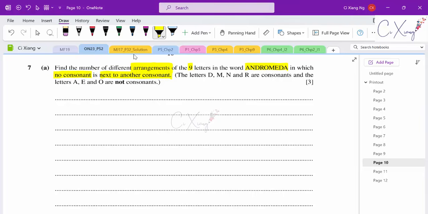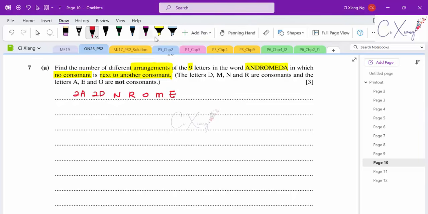So consonant means all the letters like D, M, N, R. Then all the vowels are A, E, O. Okay, so they said no consonant is next to another consonant, means that all the consonants must be separated. Correct or not? Right. When we want to arrange something that must be separated, the step is you arrange the remaining letters first, and last only you arrange those letters that need to be separated. Okay, so before we start, let's analyze how many letters we have here. So basically we're having 2 A, 2 D, and then 1 N, 1 R, O, M and E.